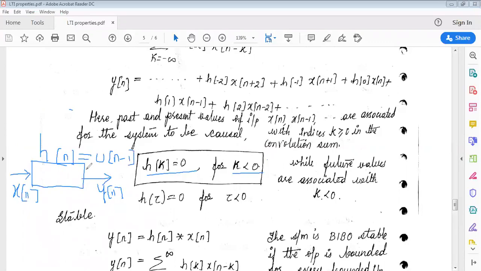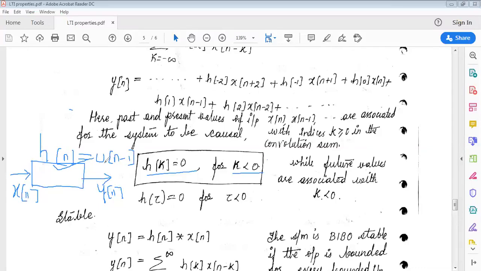Now you have to answer me whether this LTI system is a causal LTI system or non-causal LTI system. Causal, because u of n minus 1 is defined only for n greater than 1. Yes, it depends only on the past values of the input, because as per our condition, h of k should be equal to 0 for k less than 0. Definitely that condition is satisfied here, right?